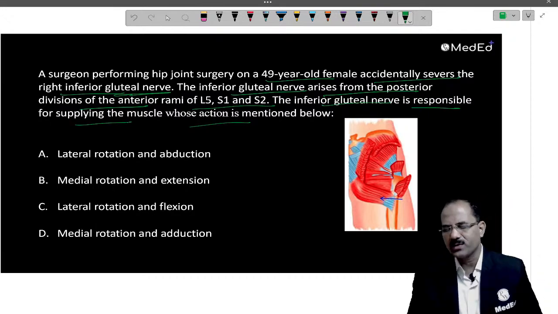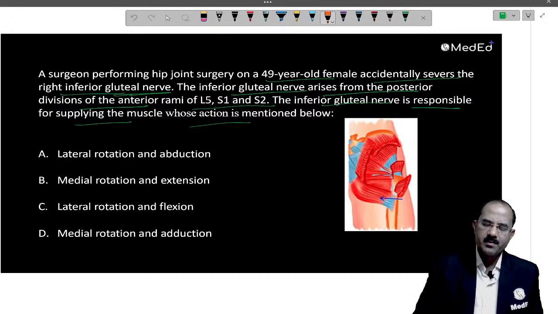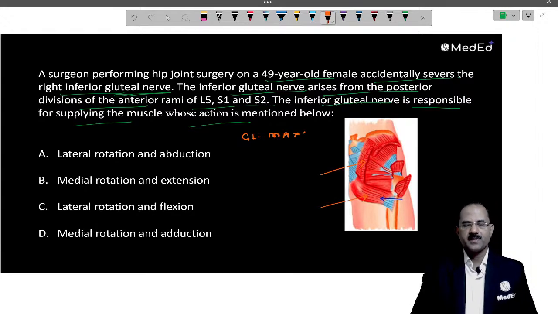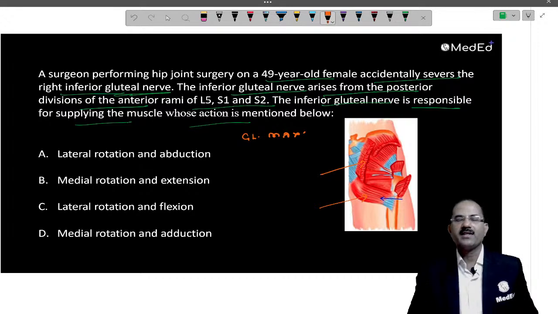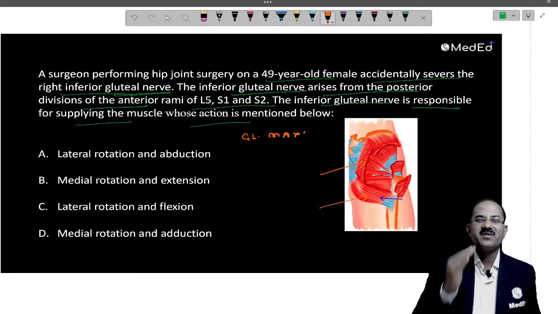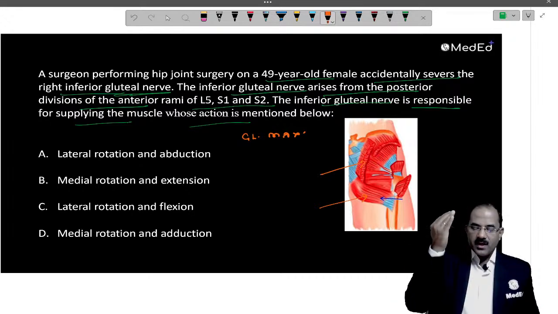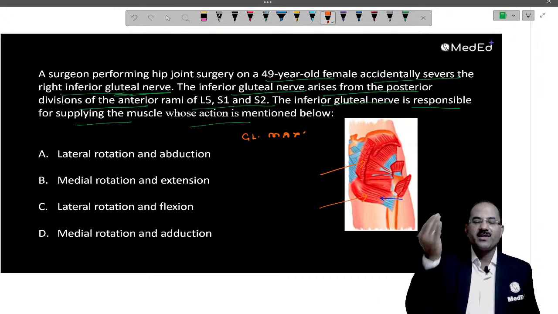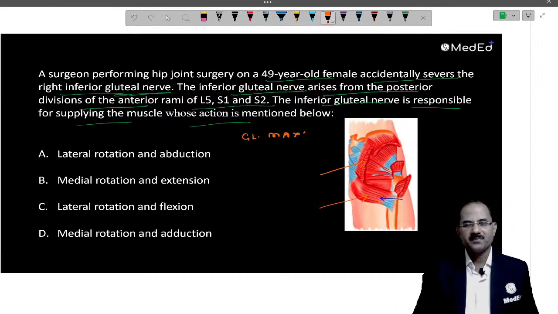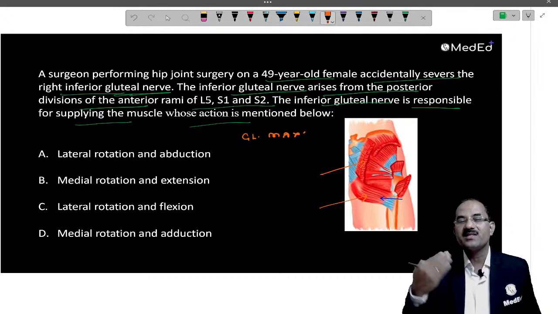Which muscle does the inferior gluteal nerve supply? The inferior gluteal nerve supplies the gluteus maximus, that's this muscle. The superior gluteal nerve supplies 3 muscles: gluteus medius, gluteus minimus, and the tensor fascia lata. The inferior gluteal nerve supplies the gluteus maximus.